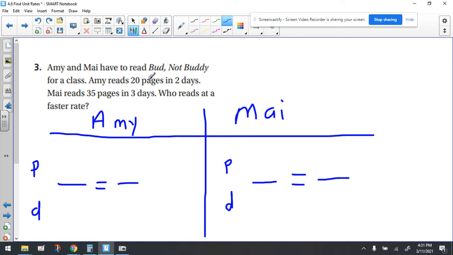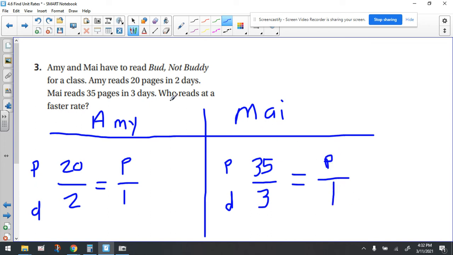For Amy, it's 20 pages in 2 days. And we want to know how many pages is she reading in 1 day. And let's look at May. Her situation is 35 pages in 3 days. And we want to know how many pages does she read in 1 day.